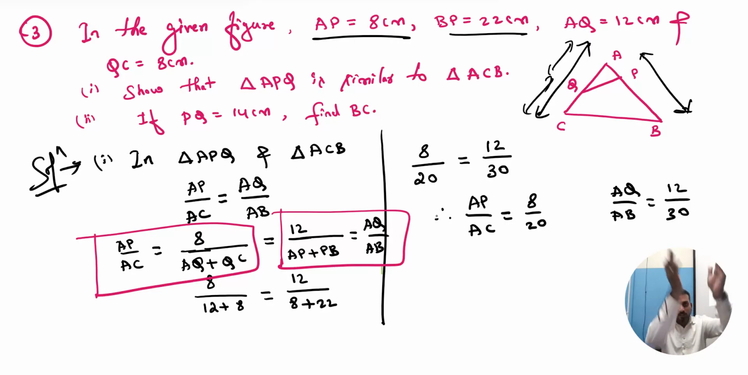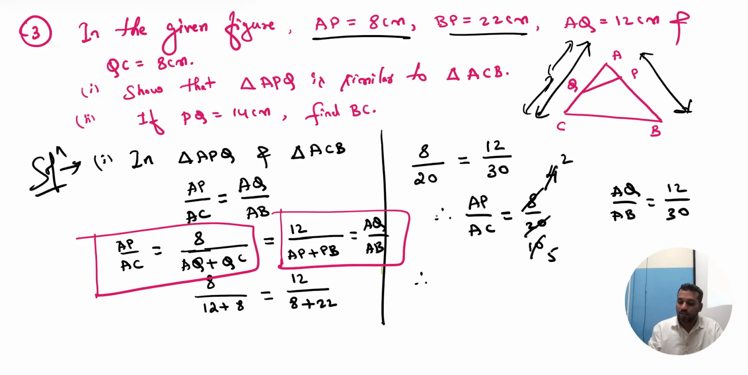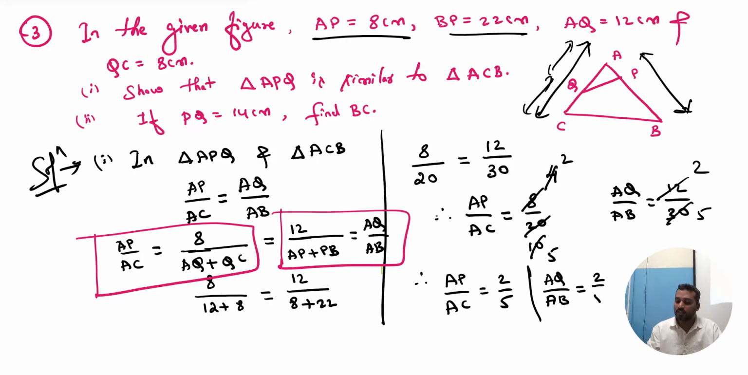If you want, you can solve separately also. Solve AP by AC separately, solve AQ by AB separately. Understood? Now, can you simplify this? Does it go with any tables? Yes. 2 4s are 8, 2 10s are 20, so AP by AC is equal to 2 by 5. Then AQ by AB is equal to 6 2s are 12, 6 5s are 30. That's nothing but 2 by 5.